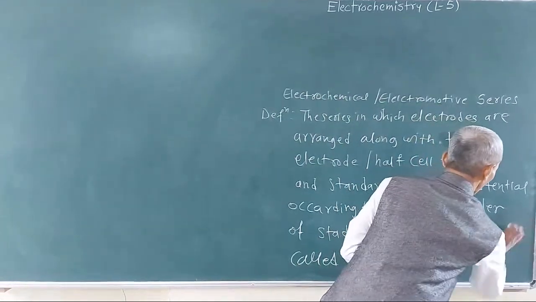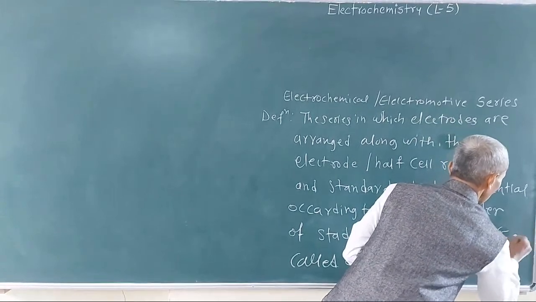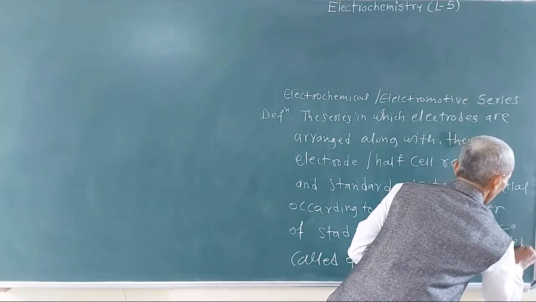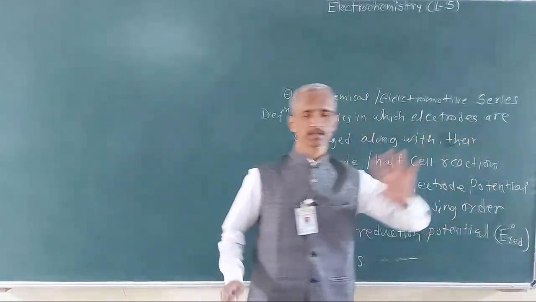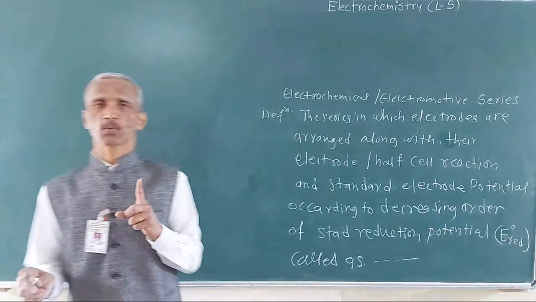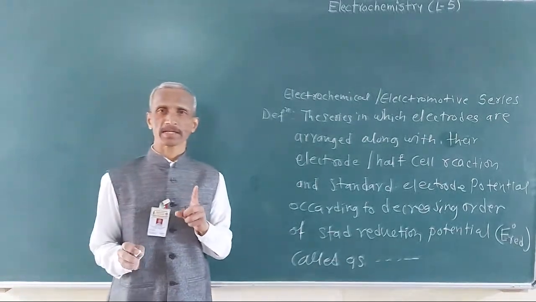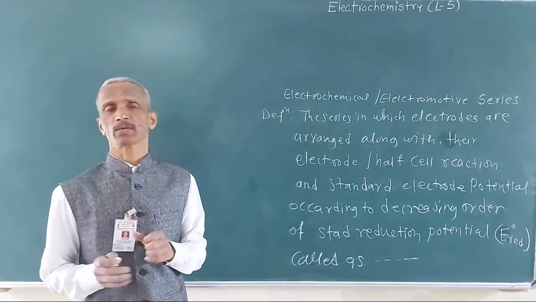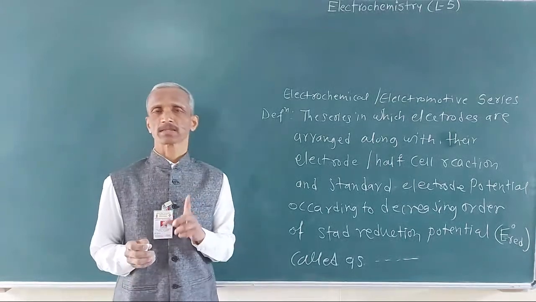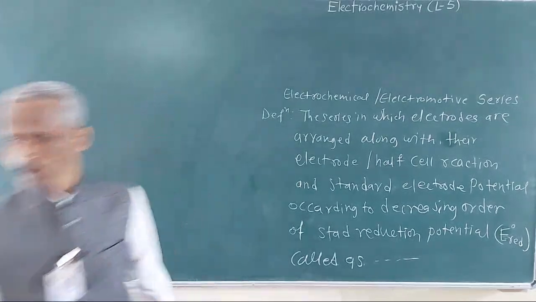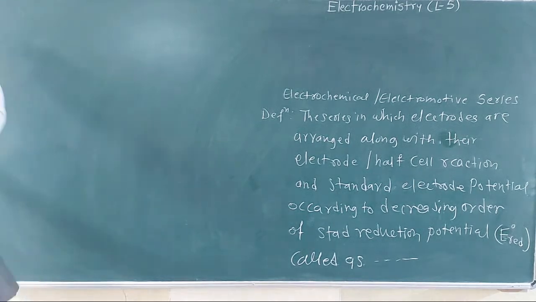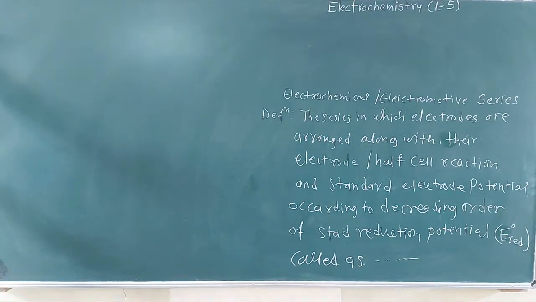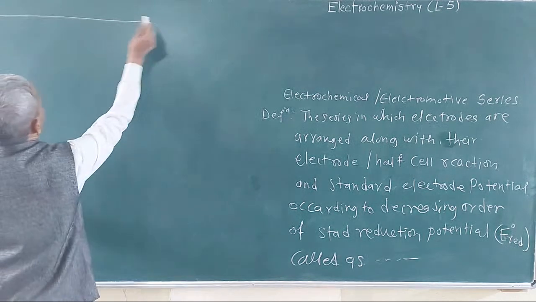This standard reduction potential can be symbolically represented for our convenience as E0. That means standard conditions: the molar concentration is 1, at 1 atmospheric pressure, and the temperature should be 25 degrees Celsius, that is 298 Kelvin. So let us consider how the electrochemical or electromotive series is first.